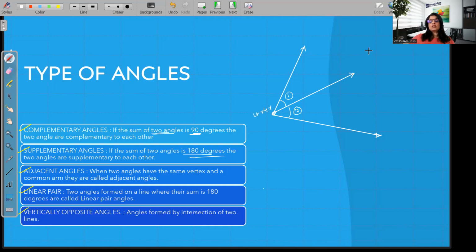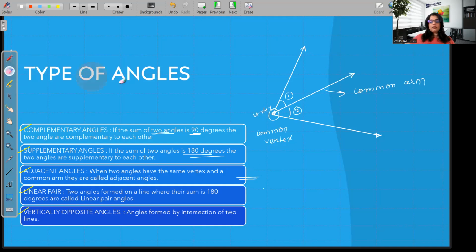So angles 1 and 2 are adjacent because they have a common vertex, which is this. And they have a common arm. So such angles are called adjacent angles, where they have a common vertex and a common arm, correct? These angles are called adjacent angles.